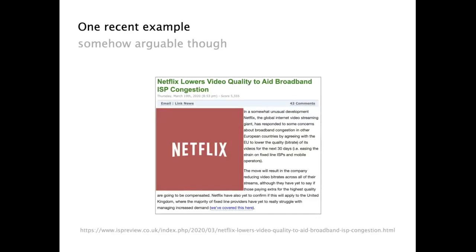So this is one example from 2020. So very recently, it was in March 2020. You can go and read the full article, but essentially it says that Netflix lowered the video quality to help relieve ISP congestion. So this is somehow arguable though. For those of you who have followed the communication networks lecture, you will know this pretty well by now.